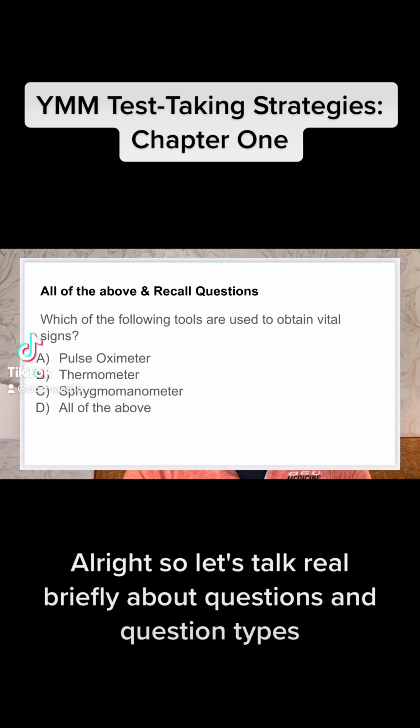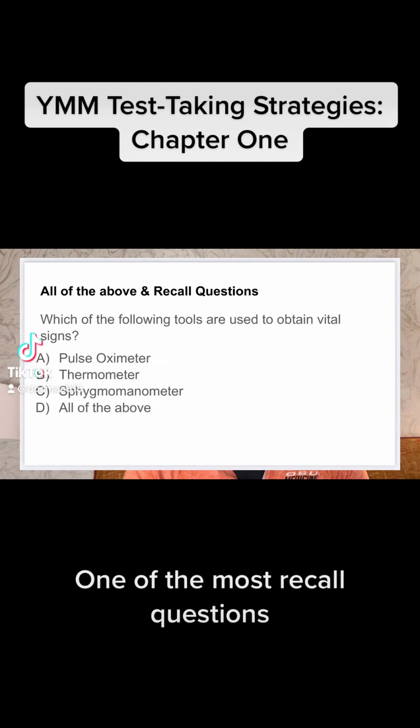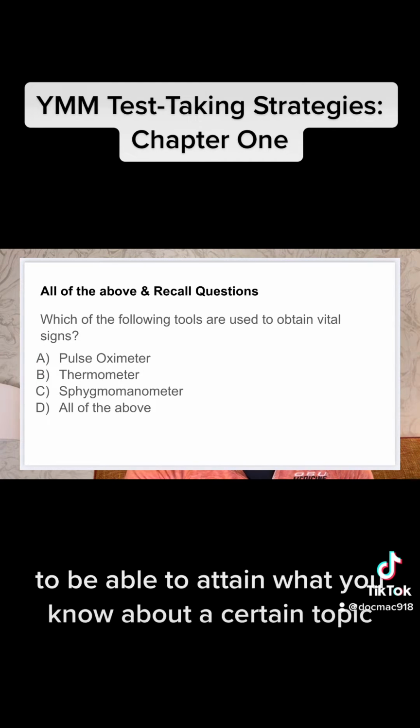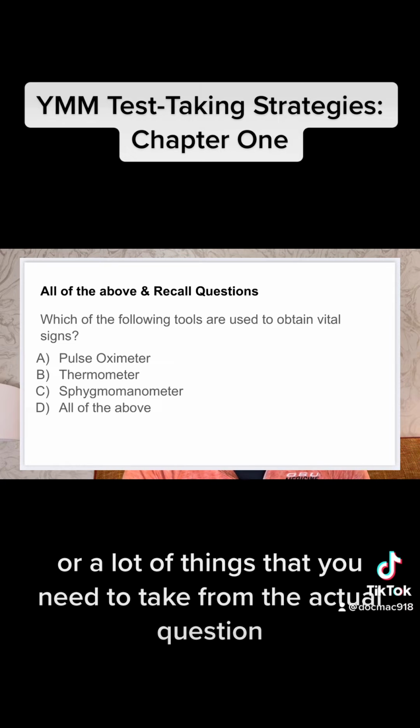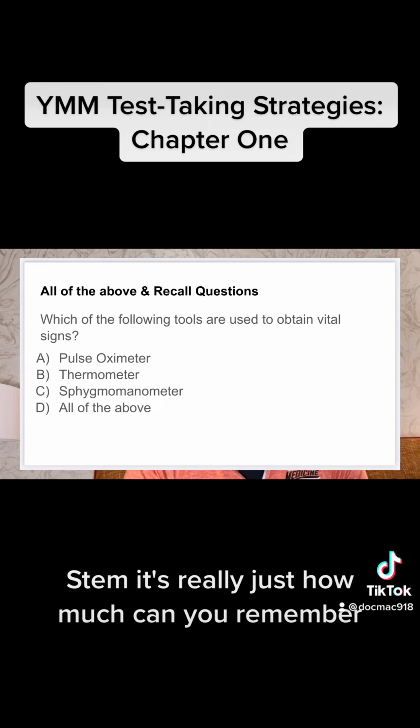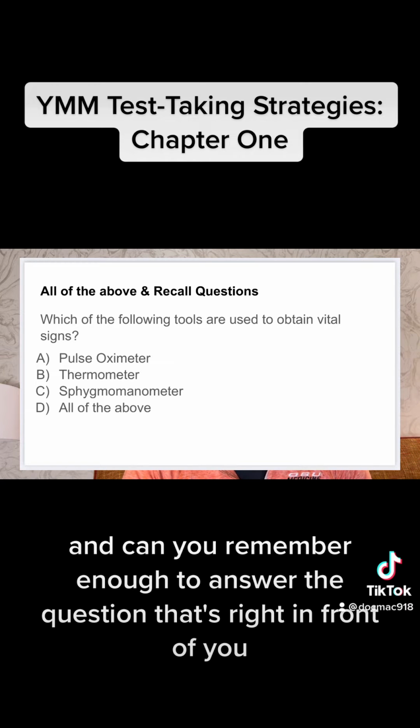Alright, so let's talk real briefly about questions and question types. Today you had two question types. One of them was a recall question, and it's just using basic information to obtain what you know about a certain topic. There's no real stem or a lot that you need to take from the actual question stem. It's really just how much can you remember, and can you remember enough to answer the question that's directly in front of you.